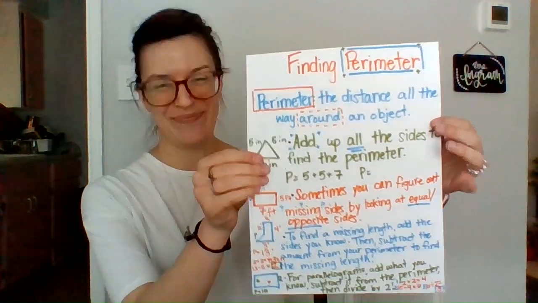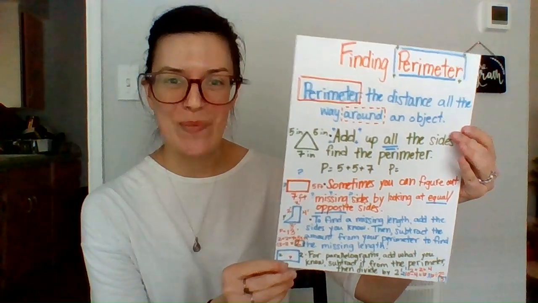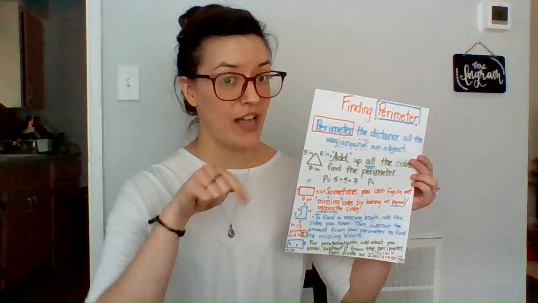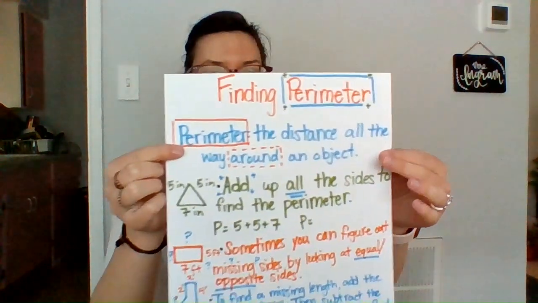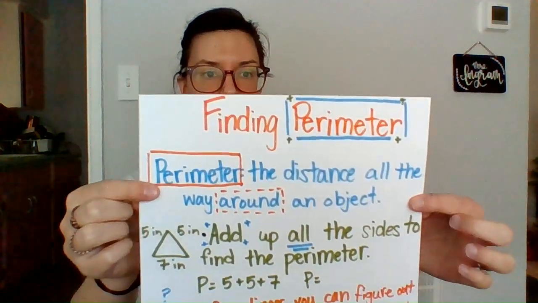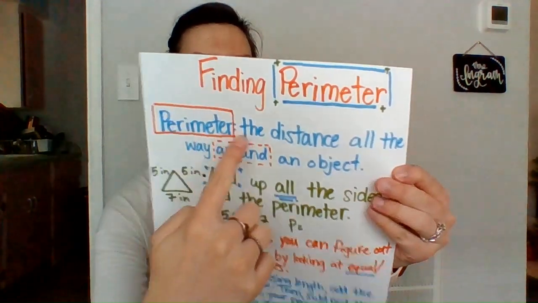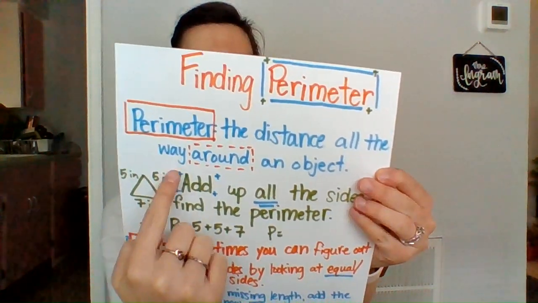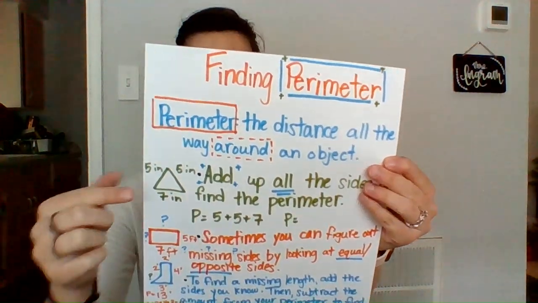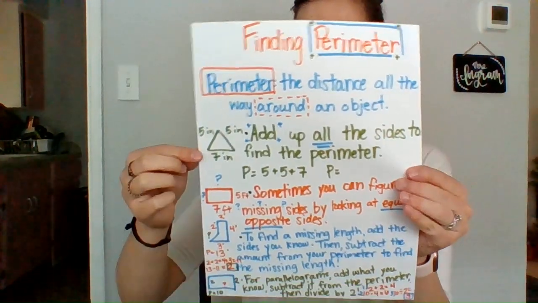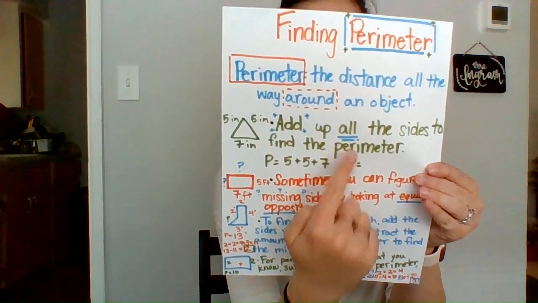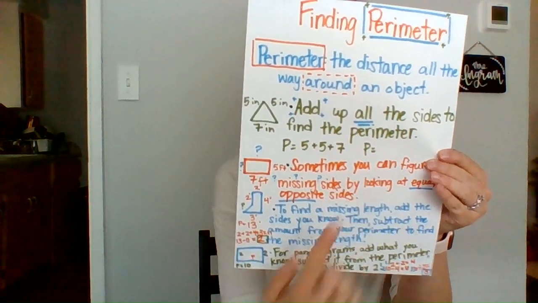So let's take a second now to go over our anchor chart. So this anchor chart will also be uploaded in our anchor chart album on our math folder. So first of all, we start off just with a basic definition. A perimeter is the distance all the way around an object. Now to find the perimeter, we use addition. We add up all the sides, every single side, to find the perimeter.